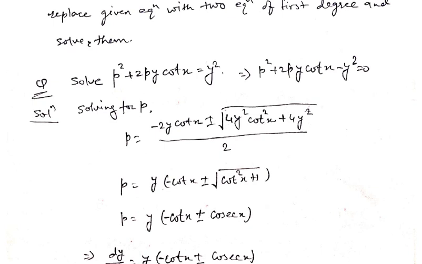From here taking 4y square outside, so out of the square root sign we have 2y, so these two cancel out from numerator and denominator. So we have p equal to, taking y outside, the remaining term is minus cot x plus minus square root of cot square x plus 1, or we can rewrite it as p is equal to y into minus cot x plus minus cosec x, as 1 plus cot square x is cosec square x.